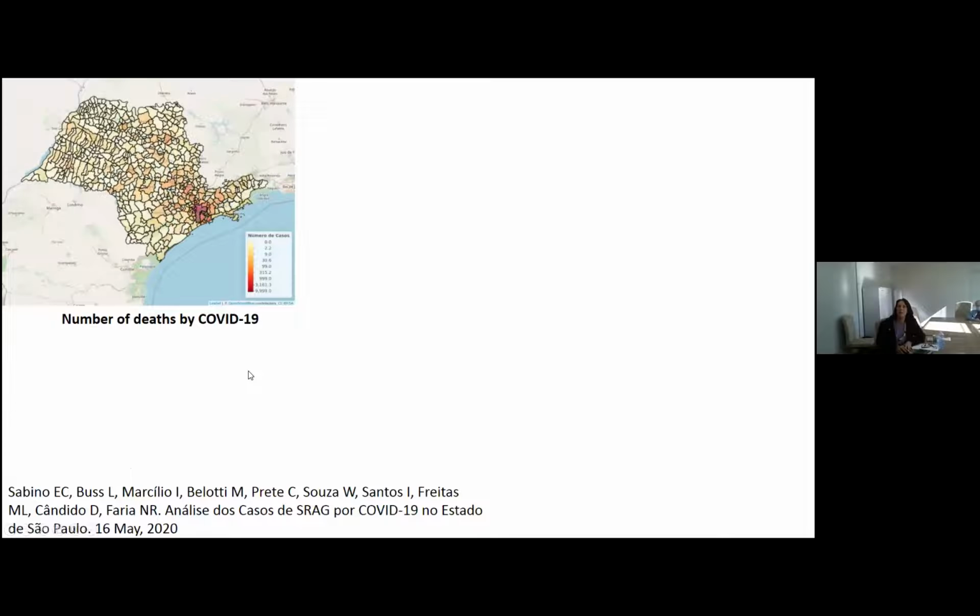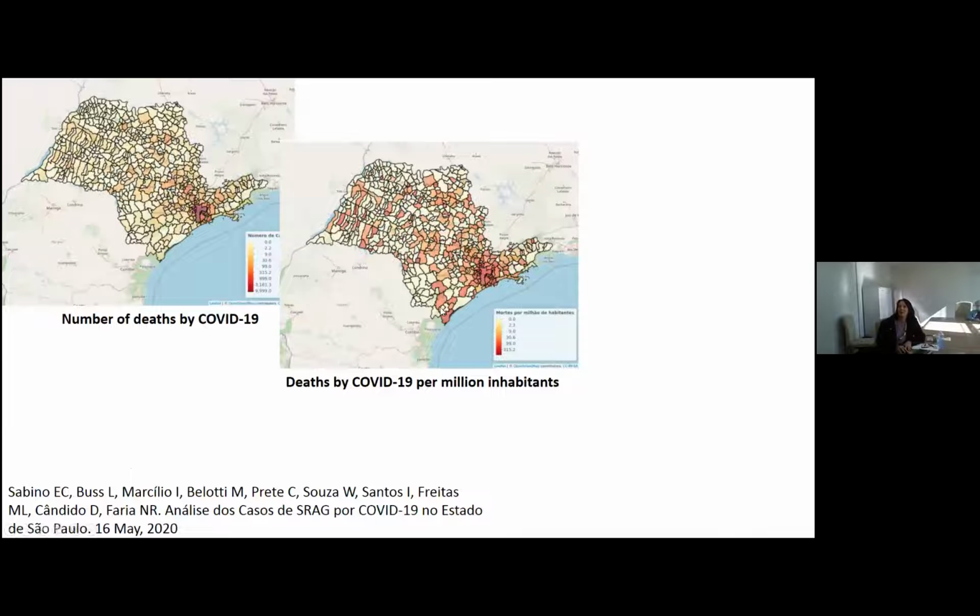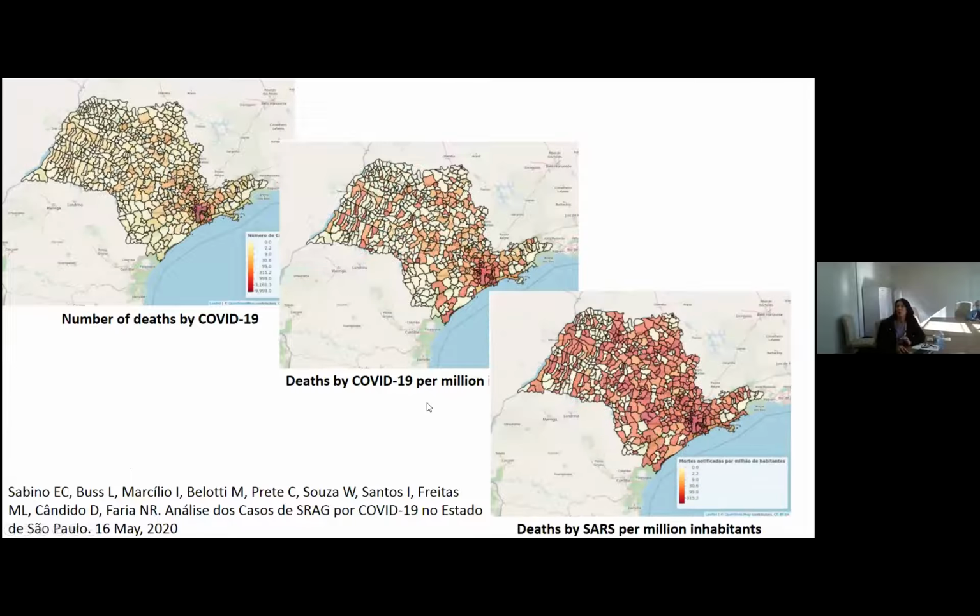On the other hand, if you look at deaths per million inhabitants, then you can see the state of São Paulo is affected all over. And even so, if you work with deaths by severe respiratory syndrome per million inhabitants, then you will see that there's probably a large subnotification all over, and the state is really affected in the same homogeneous manner.